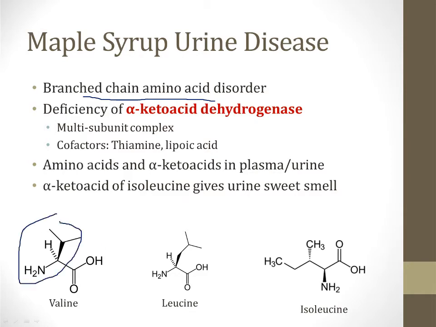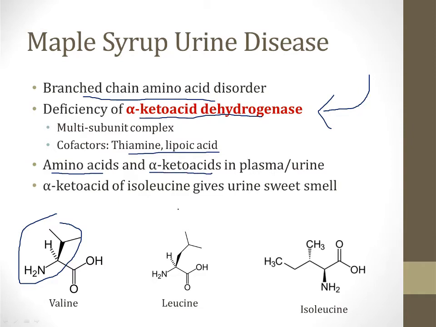And in maple syrup urine disease, these amino acids cannot be metabolized due to deficiency of an enzyme called alpha ketoacid dehydrogenase. This is a multi-subunit complex enzyme. It requires cofactors like thiamine and lipoic acid. And the way that these three amino acids are metabolized is that they are first converted into structures called alpha ketoacids, and then this enzyme, alpha ketoacid dehydrogenase, dehydrogenates the alpha ketoacids. So when this enzyme is deficient, what you have in the plasma and urine is buildup of the branched chain amino acids and their corresponding alpha keto acids.